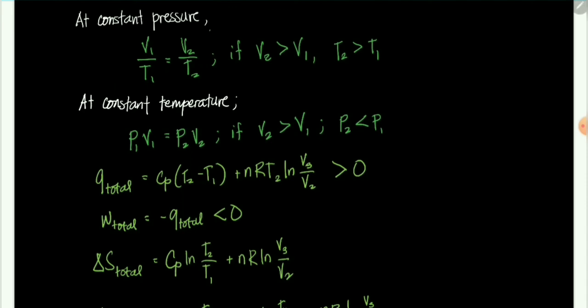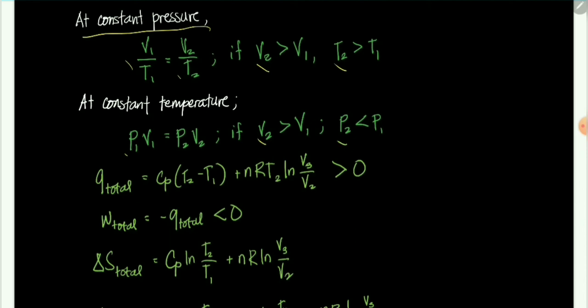So at constant pressure, we have an isobaric process, so Charles' law takes effect. According to Charles' law, V1 over T1 is equal to V2 over T2. Since this is an expansion process, V2 is greater than V1. Therefore, T2 is greater than T1. Okay? At constant temperature, Boyle's law takes effect. Boyle's law means P1 V1 is equal to P2 V2. If V2 is greater than V1, therefore P2 is less than P1.